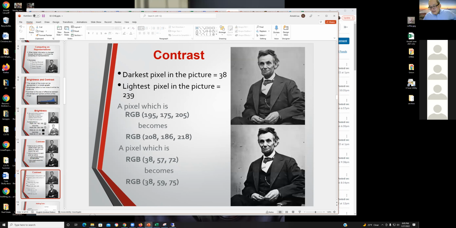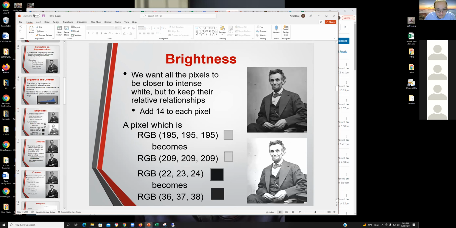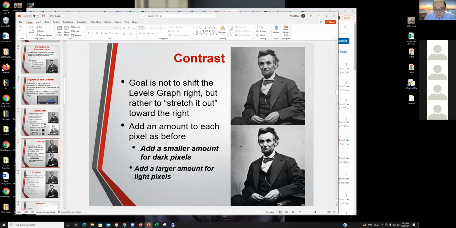Professor, I have a question. Yes. When you say add a smaller amount, do you mean the numbers decrease? So you see, I add 14 across the board for this one, right? Mhm. Yeah.